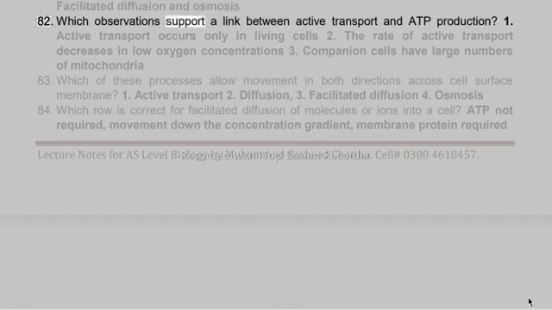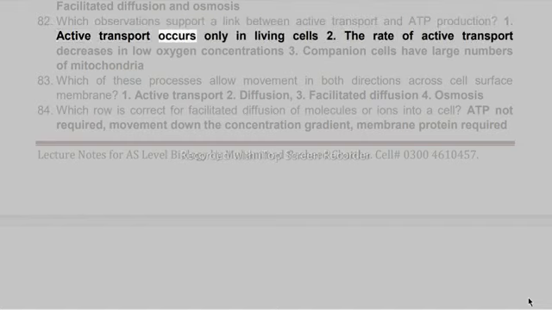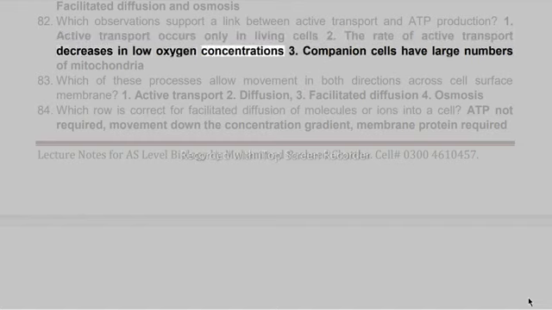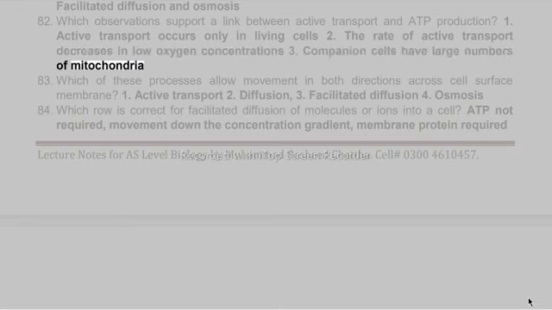82. Which observations support a link between active transport and ATP production? 1. Active transport occurs only in living cells. 2. The rate of active transport decreases in low oxygen concentrations. 3. Companion cells have large numbers of mitochondria.